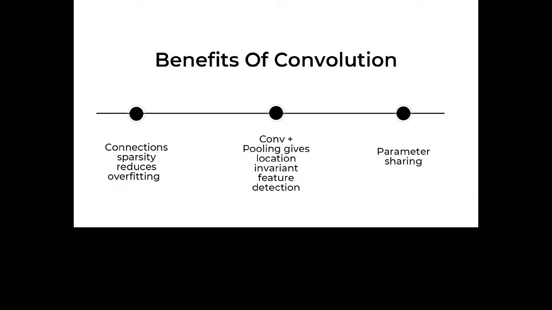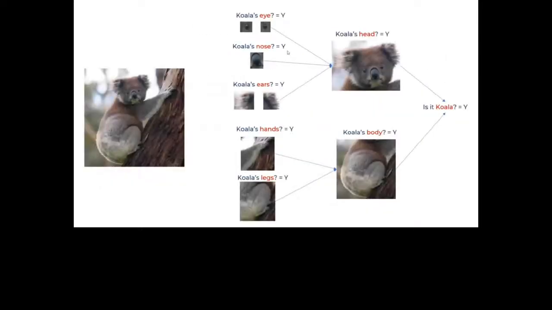And convolution plus pooling gives location invariant feature detection. Now, what does this mean? Let's say here our image of a koala is in the center. What if the koala was flipped? Let's say this image was flipped along the x-axis or y-axis. Will our model be able to detect it or not?